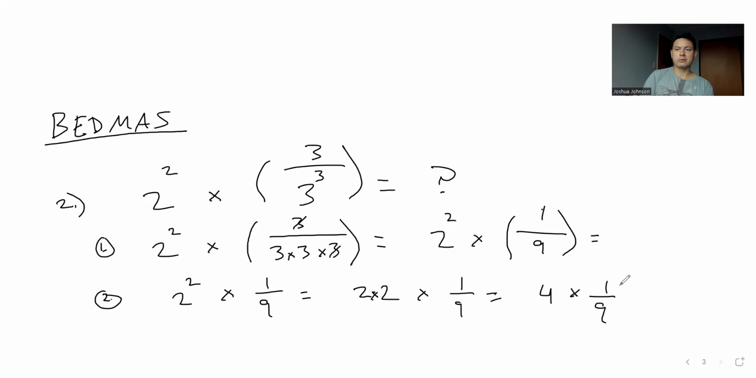Now we do whatever is remaining: division, multiplication, addition, and subtraction. All we have left is multiplication and division. So 4 times 1 over 9 is 4 divided by 9. And so that's our answer. The last step is we can simplify that fraction, but I'll leave it at that for now.